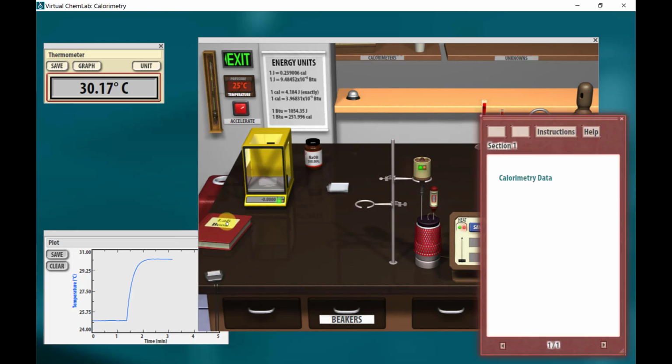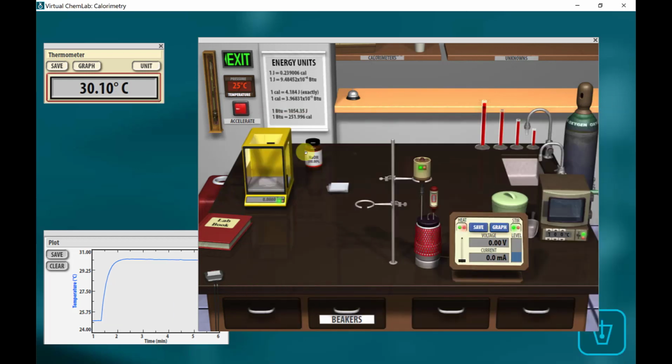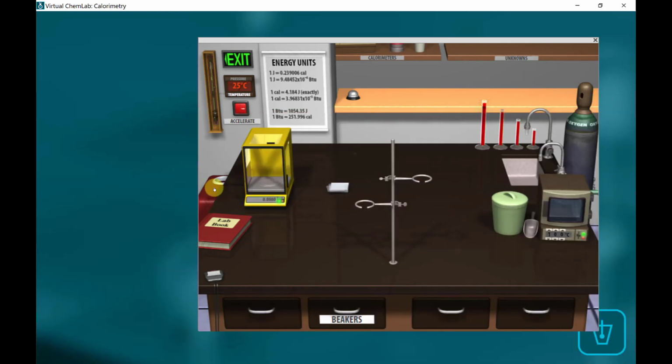You can open your lab notebook, click on calorimetry data, and you can see what your temperature was, and then you want to get your maximum temperature. So once your experiment's done, just click on this red bin over here to clean up the lab bench, and we'll go into the stock room.